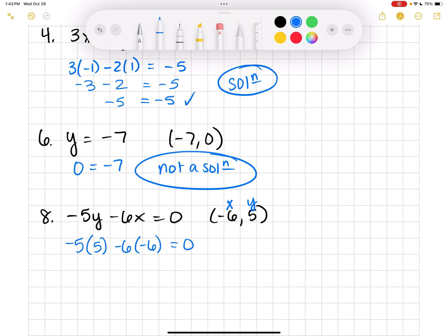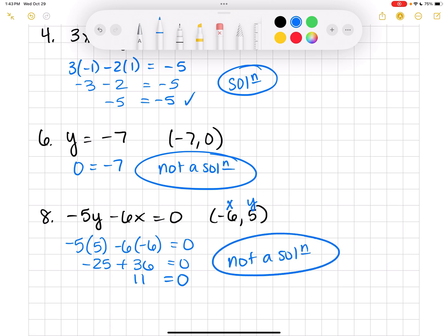-5 times 5 is -25. -6 times -6 is +36, so I've got -25 plus 36. Well, 36 minus 25 is 11, is equal to 0. That's not true, so this is also not a solution. That's all you have to do on those ones. Not too bad.